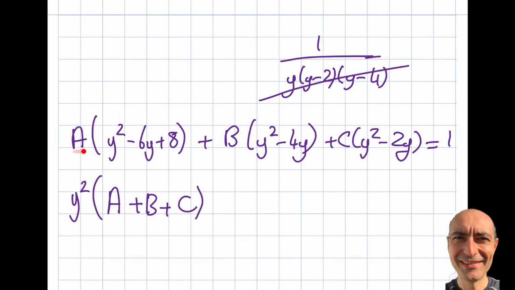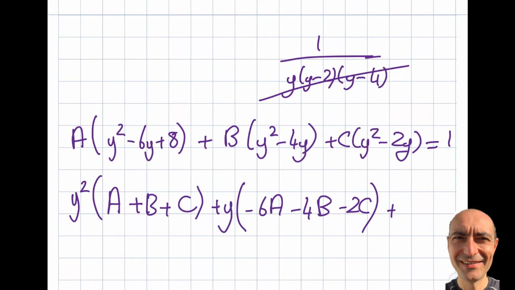Let me illustrate. A times y squared, B times y squared, C times y squared. I don't see any other. Let's do plus y times minus 6A minus 4B minus 2C. Let me illustrate that. A times minus 6, B times minus 4, C times minus 2. Plus, now just the numbers. So I'm going to get myself 8A, and well, that's it. There's no constant over here. Is equal to 1.